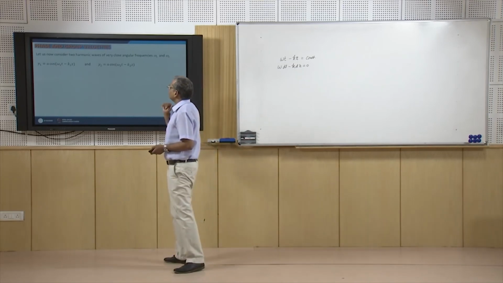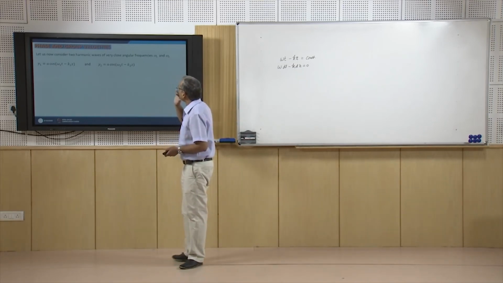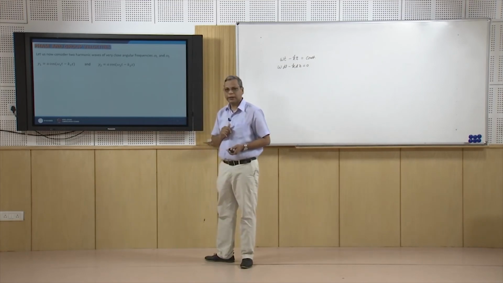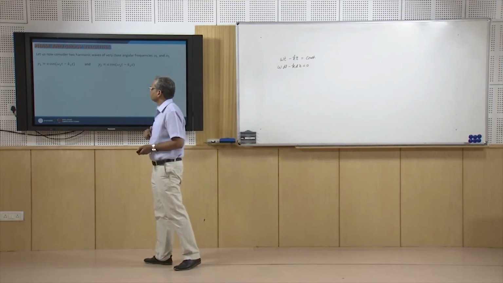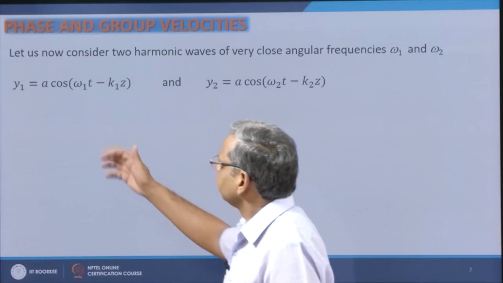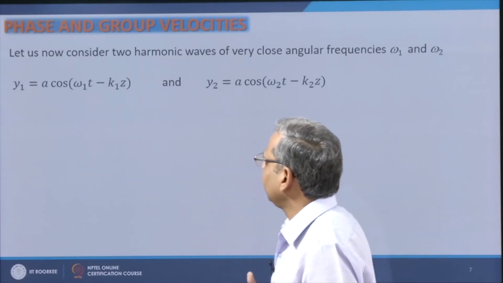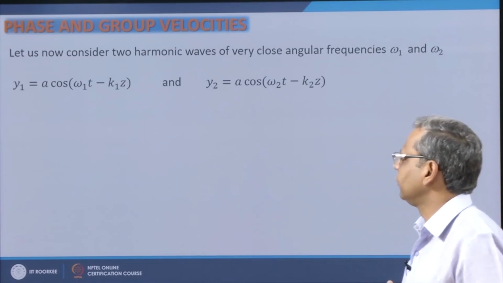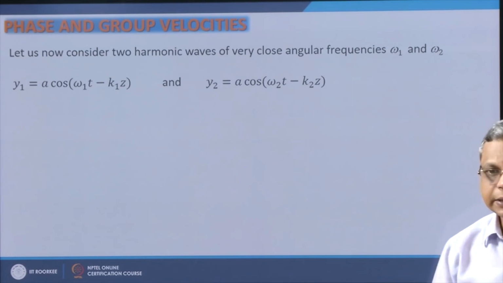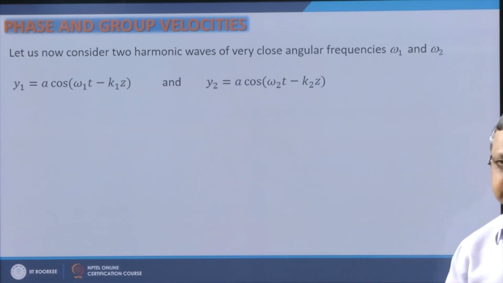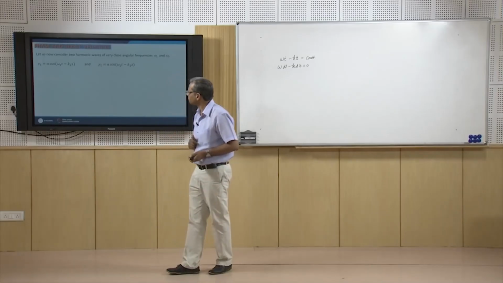Now, let us consider two harmonic waves of very close angular frequencies omega 1 and omega 2 and very close wave vectors k1 and k2. So, I can write them as y1 is equal to a cosine omega 1 t minus k1 z and y2 is equal to a cosine omega 2 t minus k2 z. For simplicity, I have taken the same amplitudes of these waves.